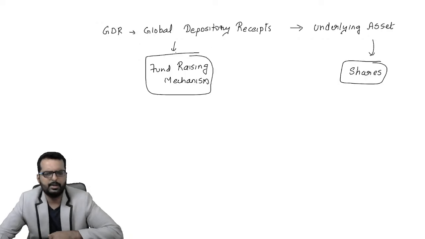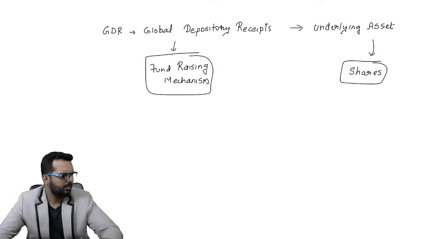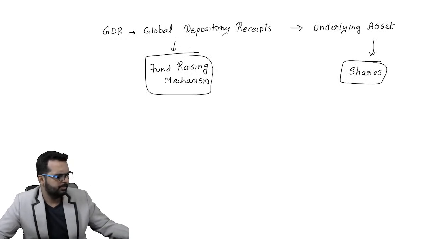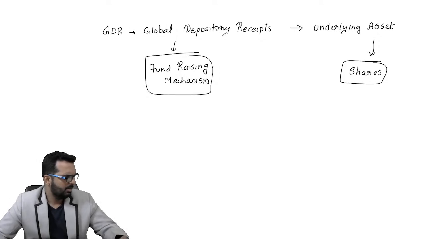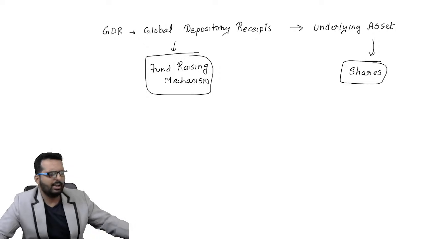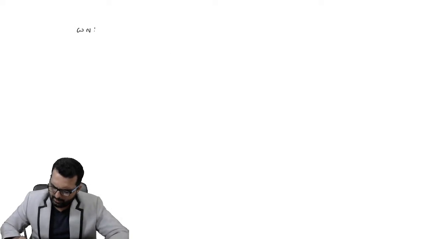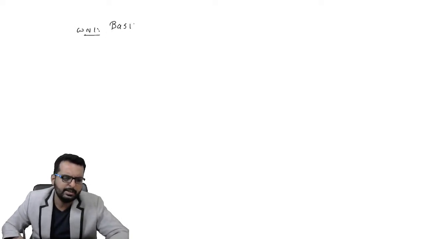All right. Now please write down this. No, not required, Chitra. You don't need to give any one-liner explanation. This is just for you to understand what exactly is a GDR. All right. Now I'll write down working note number one, basic data.